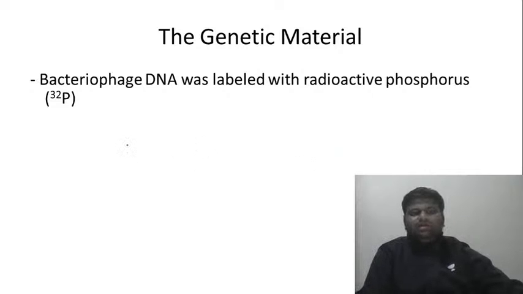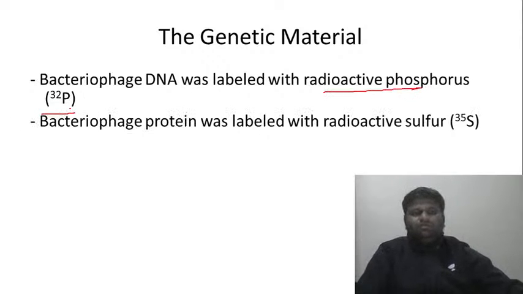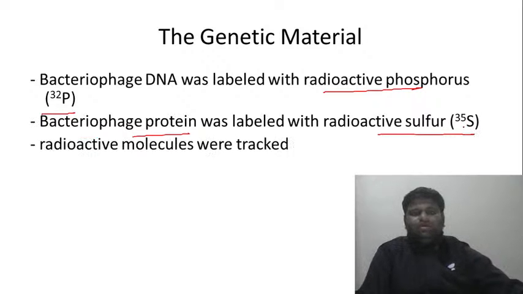In this case, the bacteriophage DNA was labeled with radioactive phosphorus, that is P32, and the bacteriophage protein was labeled with radioactive sulfur, that is S35. So radioactive molecules were tracked.